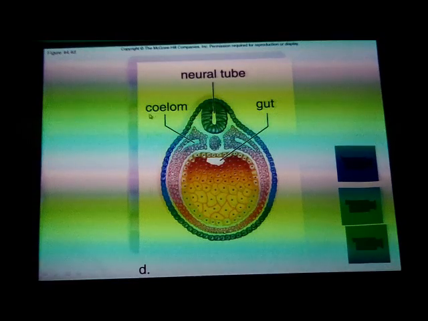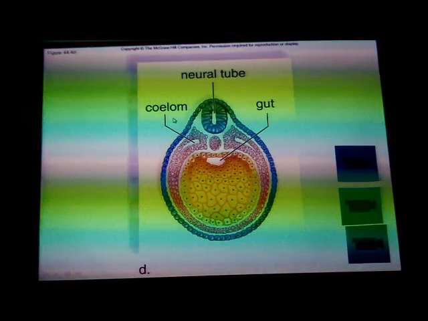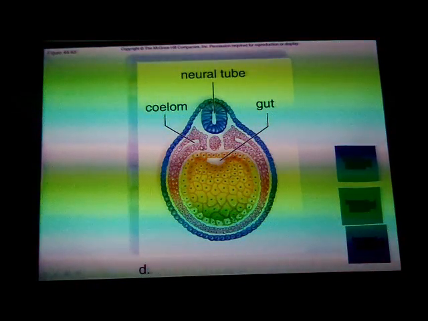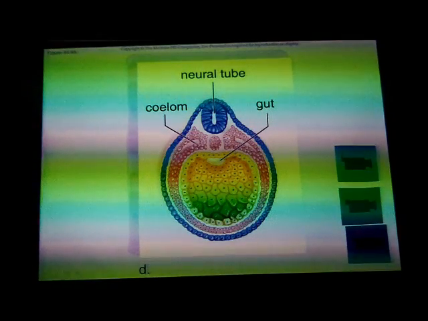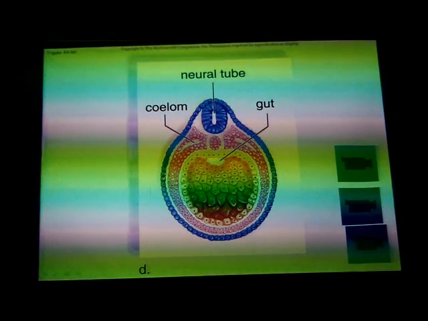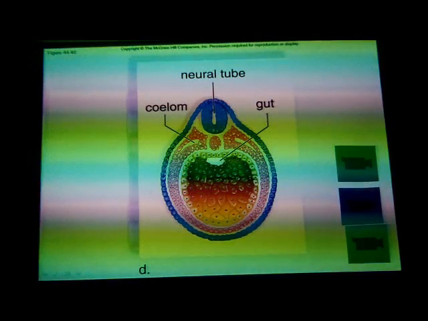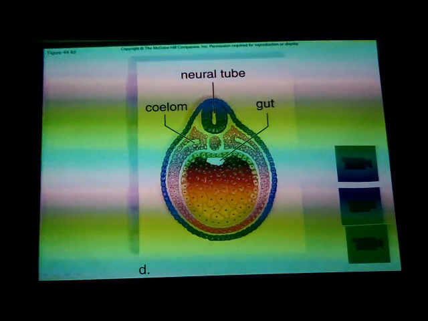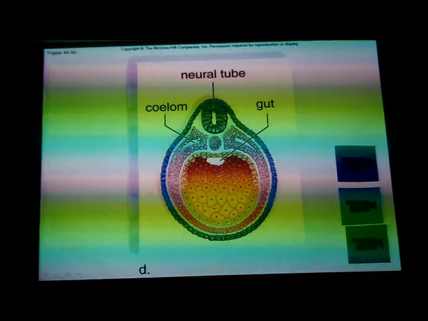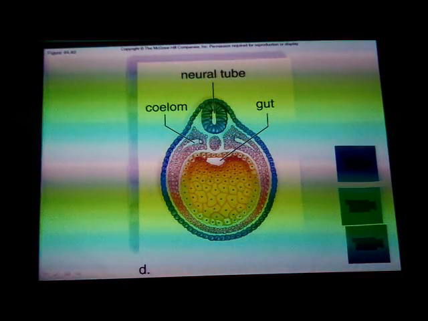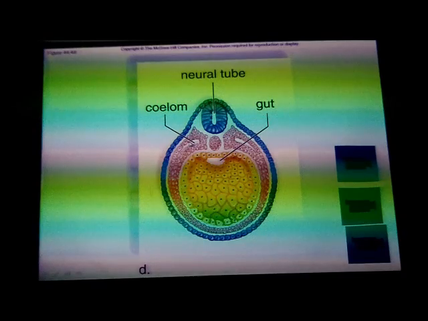Now, I don't know if you've heard this word before, coelom. But a coelom is a body cavity. That's a word you should know. A space that forms in the middle of the body. That space there is going to get larger and larger. And it's going to become just an open space that's inside the body of the frog. And in that space, a lot of organs will grow.